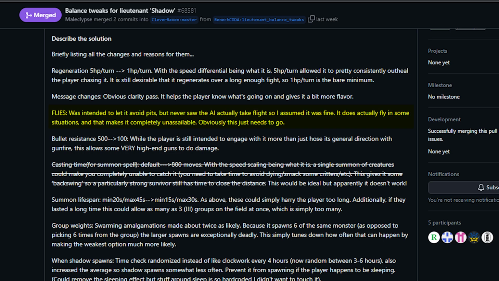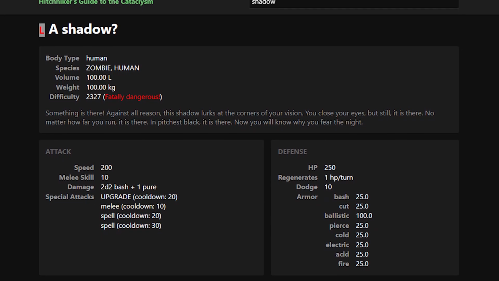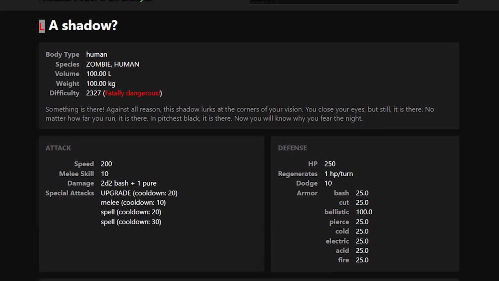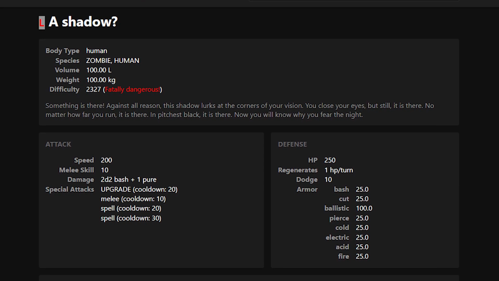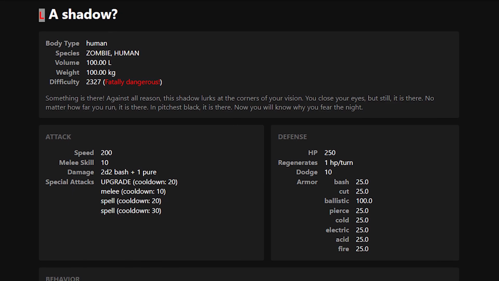Its regen was also knocked down from 5 points to 1 point per turn, which I'm personally very happy to see. I think regen in general is a very powerful mechanic that is very often assigned a value that is way too high.